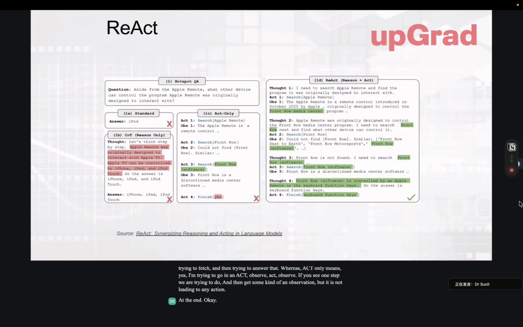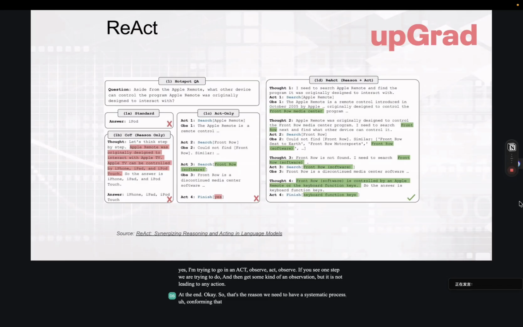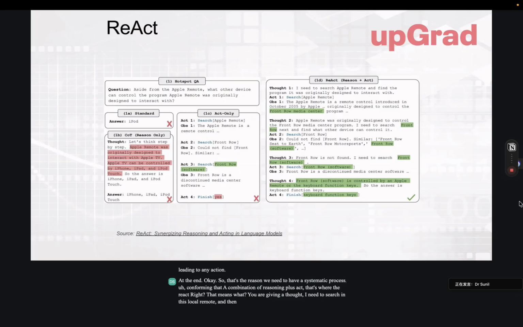So that's the reason we need a systematic process, a combination of reasoning plus act, and that's where ReAct comes in. You give a thought, I need to search this Apple Remote, then the act is taken care of and an observation is made. Then again an act, another thought is seeded, then again an act and observation. Like that, we are able to give the model a reasoning aspect, and we can also add the external knowledge that is missing.